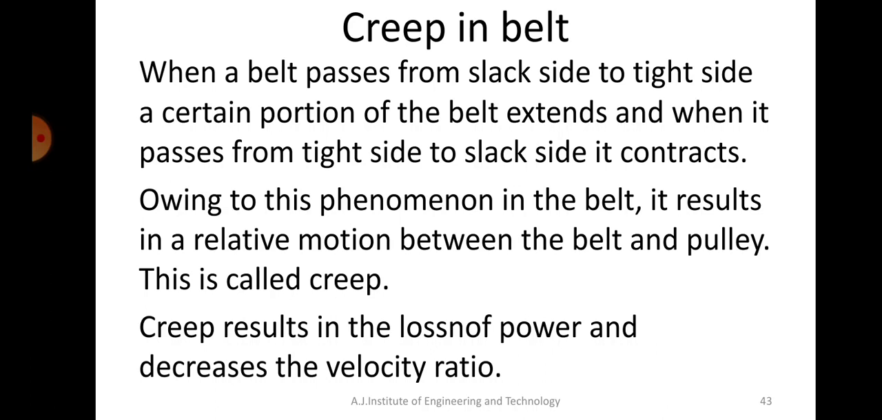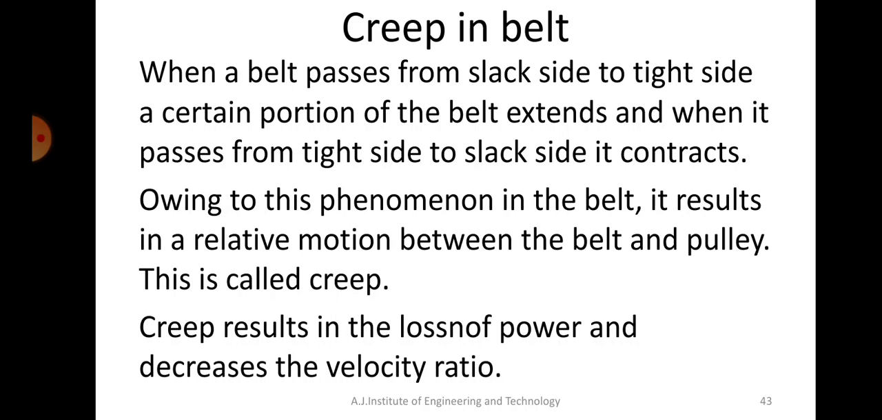I hope you understand, right? Just imagine, try to figure out what I'm saying. The pulley is rotating and the belt is on top of that, but the belt is not rotating along with the pulley. The pulley is moving but the belt is not moving, right? That will cause a loss of power, because the pulley is rotating and the belt is not able to rotate along with it. Every time there will be slipping between belt and pulley. So that relative motion should not be there. That is called creep. And of course, creep will result in the loss of power and a decrease in velocity ratio. So that process is called creep.